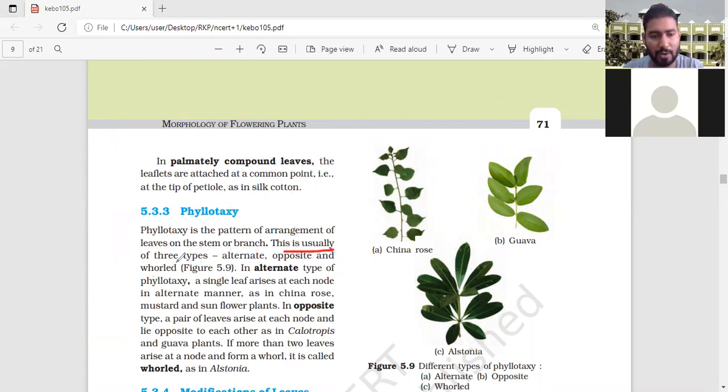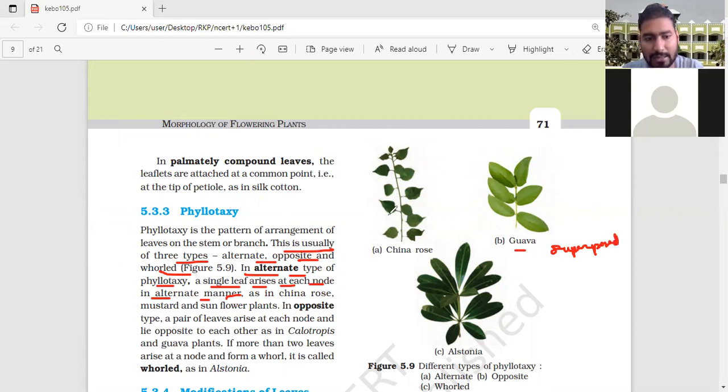This is usually of three types: alternate, opposite, and whorled. In the alternate type of phyllotaxy, a single leaf arises at each node in an alternate manner. Now, alternate manner means, this is the guava. It will be the superposed.